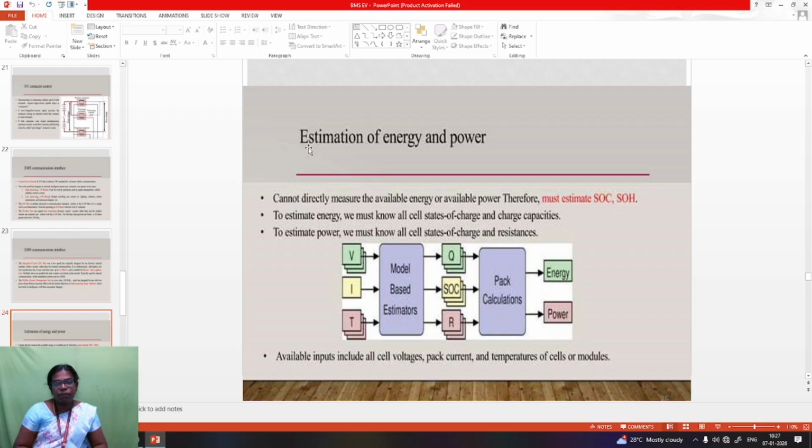To estimate energy, we must know all cell state of charge and charge capacity. To estimate power, we must know all cell state of charge and resistance. So that is voltage, current, temperature, and state of charge, charge capacity, charge resistance, and charge reactance. From these components and elements, we are ready to find the energy and power consumption of the battery. The available inputs include all cell voltage, pack current and temperature of the cell module.